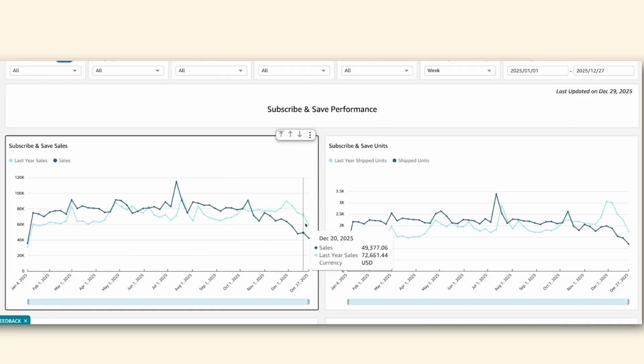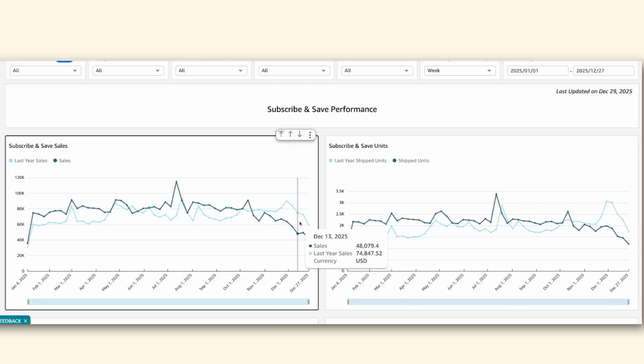Last year, December 20th, we did 72,000 in sales. This year, it's only 50,000. December 13th, 48,000 in sales this year. Last year was 74,000. So it looks like subscribe and save sales are down. But this is shipped revenue. This is not demand. So earlier I showed you the out of stock data and the inventory planning numbers.